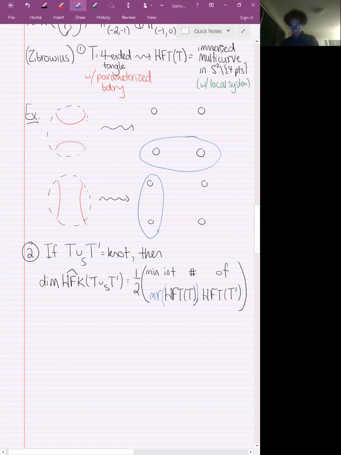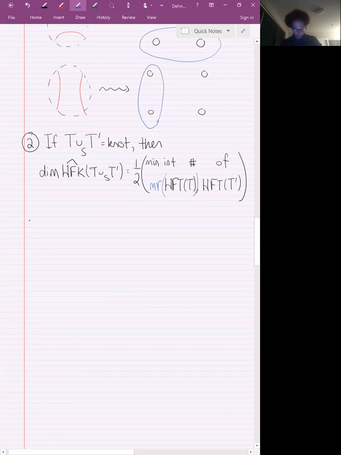So maybe what I'll do next, to illustrate this, is draw a more interesting tangle, and I'll pair it with one of these simple rational tangles, and we'll compute the knot Floer homology of the result. So I'll try to make a bigger picture here. So let's get this example going. I'm going to start with a non-rational tangle. I'm going to start with something called the 2 minus 3 pretzel tangle.